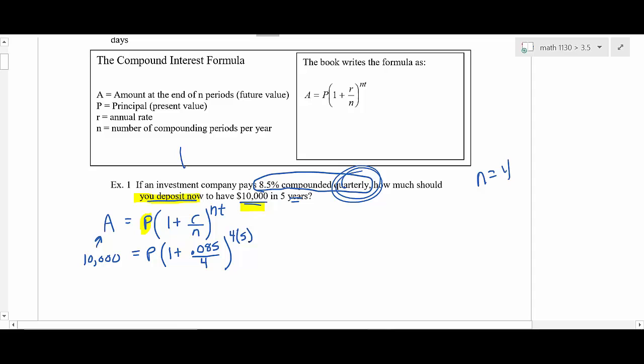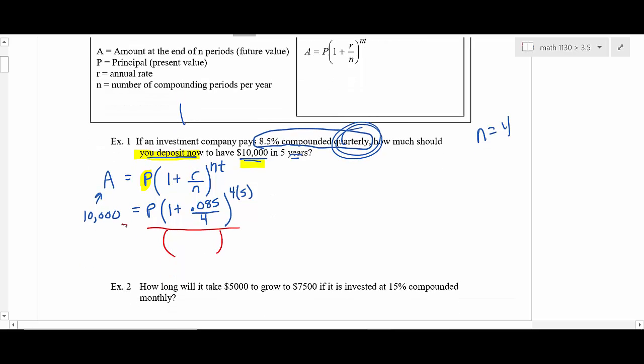So when you solve this equation, do you have to use logarithms? No, because your unknown is not in an exponent. So all you really have to do on this is just divide both sides by this big mess right here. Now, you don't have to show the step. I'm just saying that we're dividing by this whole thing.